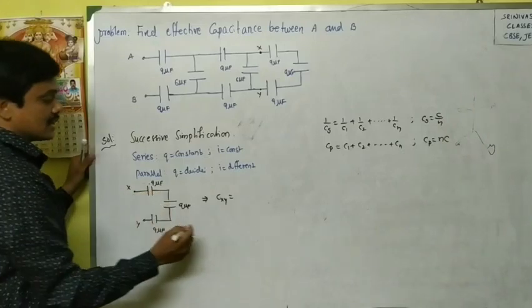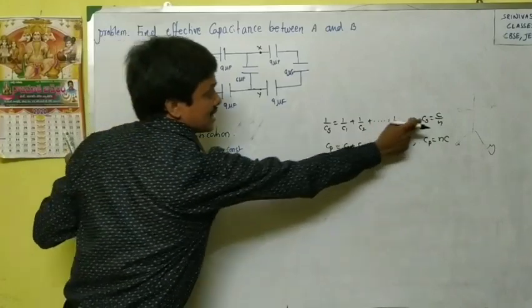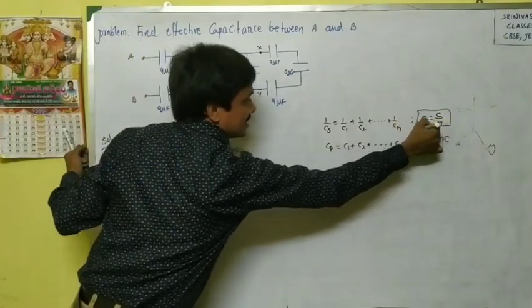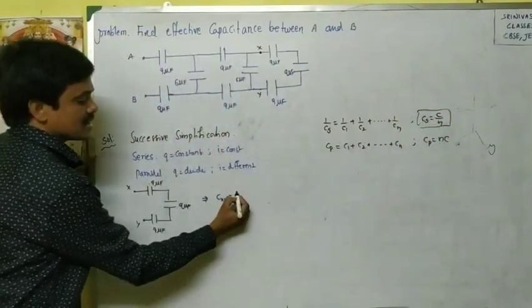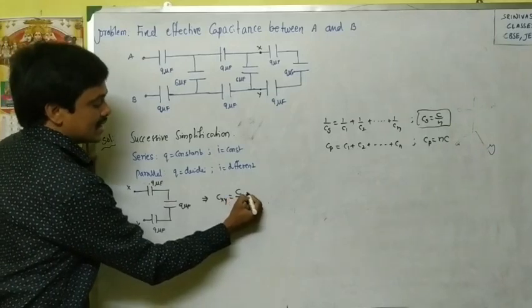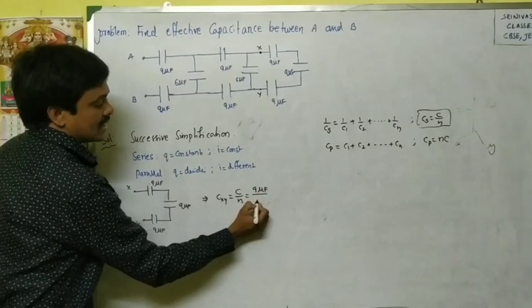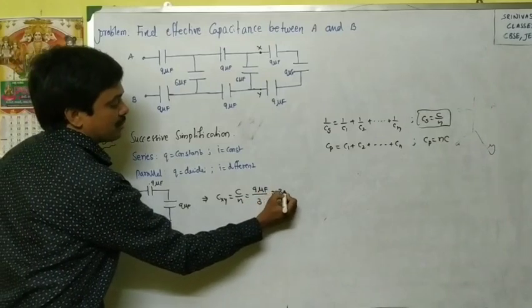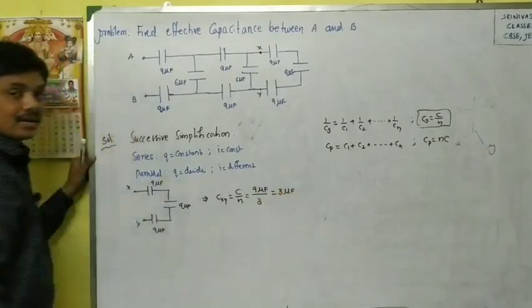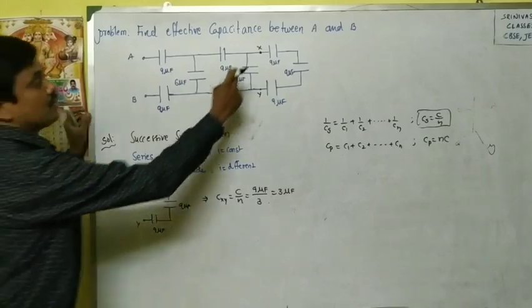That is series combination. Effective capacitance formula in series combination is C by N, right? In series combination, C by N. C is what here? 9 microfarad. And how many capacitors are there? 3 are there. Then what are you getting as the effective capacitance? 3 microfarad.